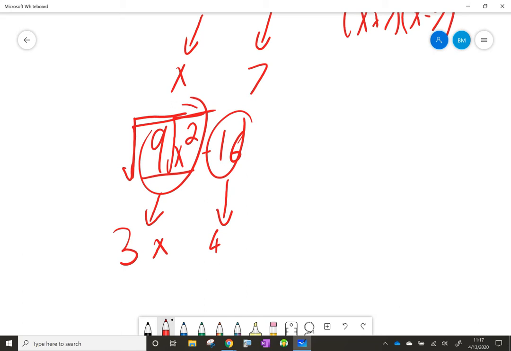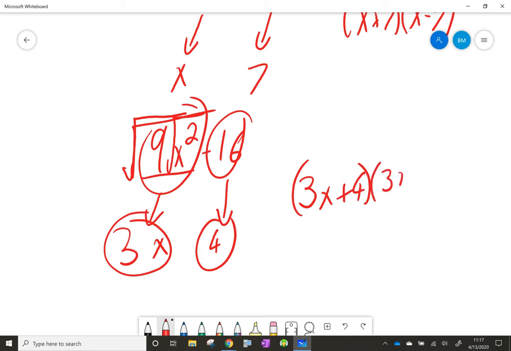Now we're ready to just go ahead and write our answer. We've got our two terms. One's going to be plus, one's going to be minus, and we are good to go. 3x plus 4, 3x minus 4. That's our final answer. We're done. We're ready to move on.